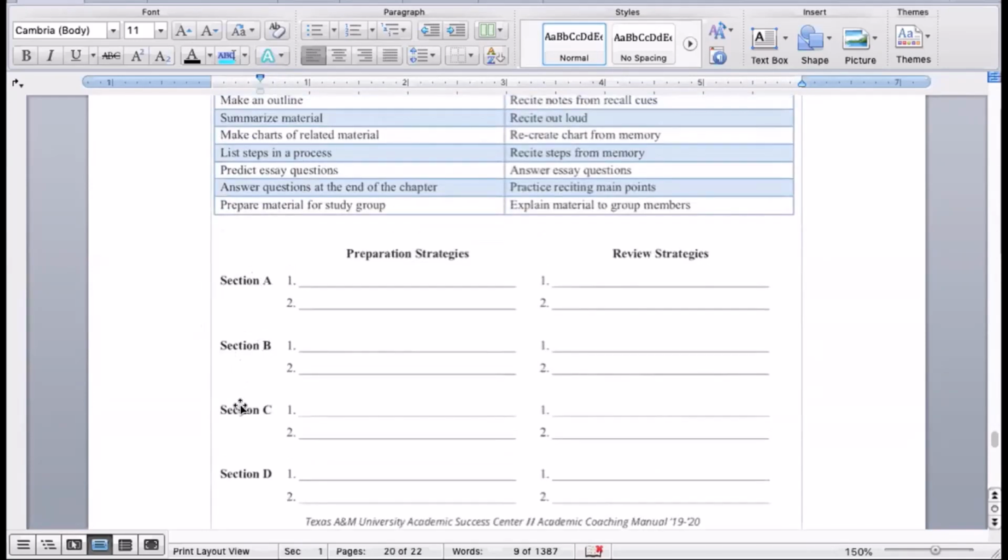This section A, B, C, D, you can break this up however it makes the most sense to you. But what I'm trying to do is chunk what I'm going to study into 4 different chunks.